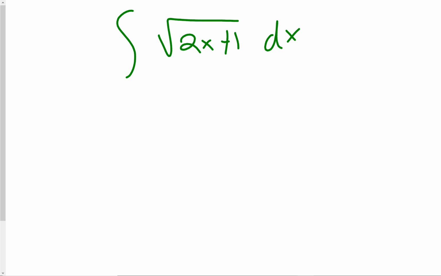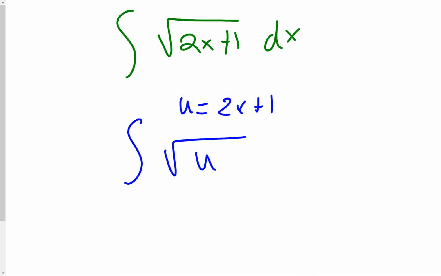All right. So that's pretty much it. So that's it, but here's a couple examples. So here I'll let u equal 2x plus 1. I like to substitute right at the start. There's u. Still have a dx out here.